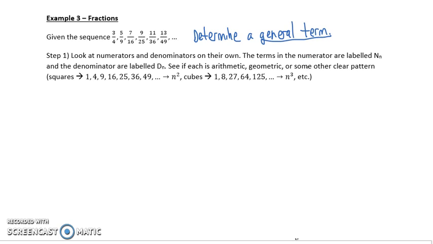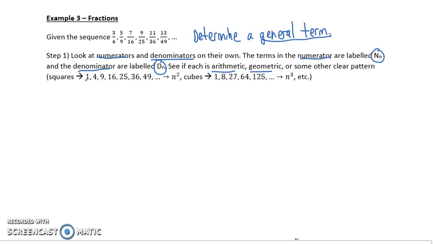Remember, a general term is a term where I can find the value directly without substituting all the previous ones into that equation. So we're given this sequence, and the key for this is we want to look at the numerators and denominators separately. The things in the numerator we're going to label with the term nn instead of tn, and in the denominator we're going to label with the term dn instead of tn, just to keep those separate. The first thing we want to do is, as always, see if it's arithmetic or geometric.